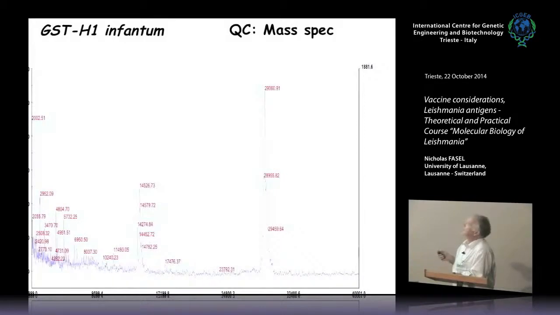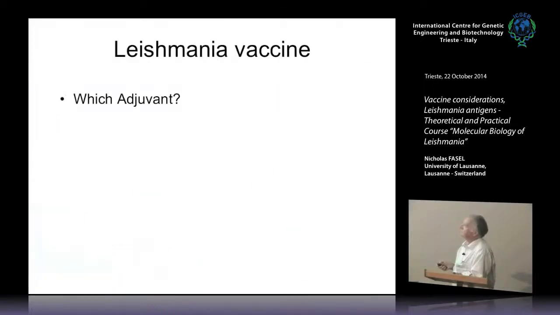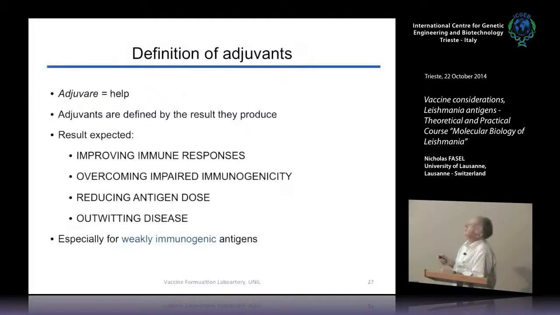So here you have MS, the spectrum. Here this is the molecular weight of our protein. It was pretty clean. Now, which adjuvant? Which is another question, and I think it's a very important question. So what does adjuvant mean? Adjuvant comes from the Latin adjuvare, which means help.